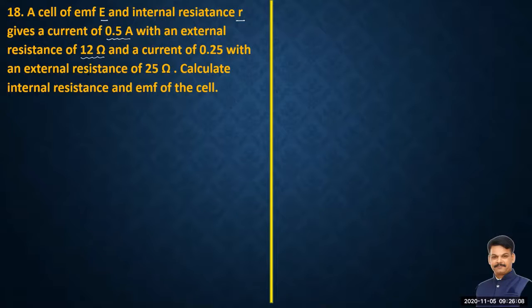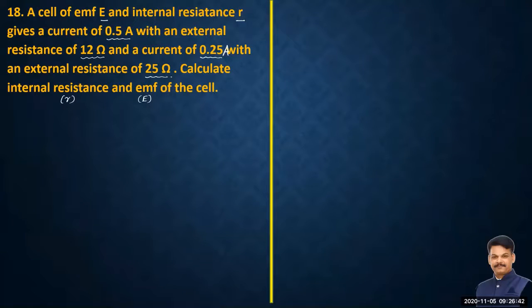12 ohm, and a current of 0.25 ampere with an external resistance of 25 ohm. Calculate the internal resistance and EMF of the cell. We have to calculate the small r and also we have to calculate E. E and r are not given here. We have to calculate E and r with the help of the given information.